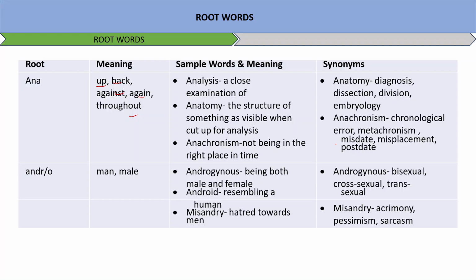Andr or andro means male or man. Androgynous, being both male and female. Android, resembling a human. Misandry, hatred towards men. Polyandry, where andry means male, husbands, and poly means multiple. Having multiple husbands is basically polyandry. Androgynous, bisexual, cross sexual, transsexual. Misandry, acrimony, pessimism, sarcasm. Some kind of a feeling which is related to hatred, right? Hating something, hatred. So these are some of the words here.